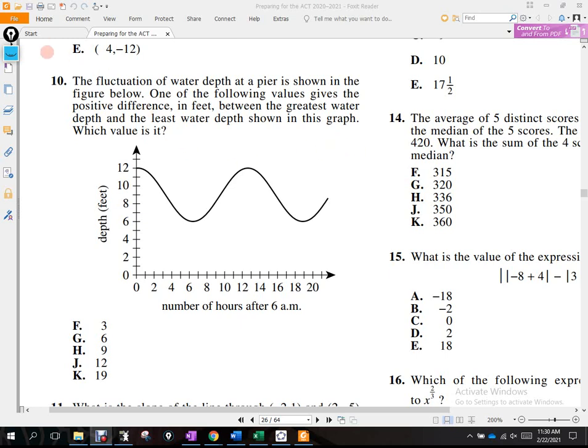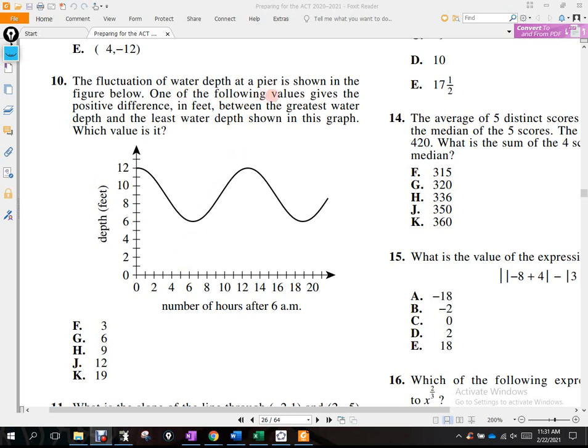Okay, so what we've got here is basically talking about the tide coming in and out, right? High tide at the pier is 12 feet. Down here at low tide it's 6 feet. Does that make sense? Then at high tide again it's back to 12 feet. Low tide is back to 6 feet. Does that make sense, everybody? They want to know what is the difference.